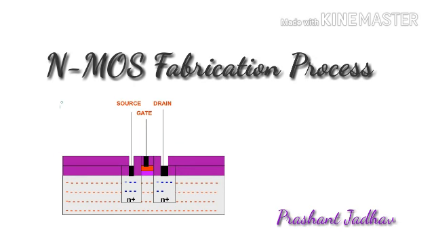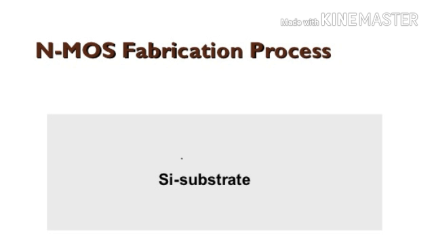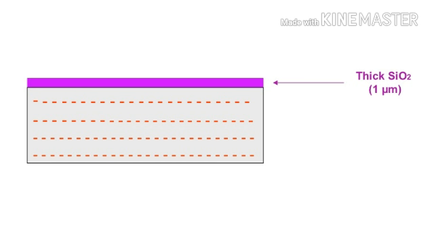Hi friends, today we will see the steps involved in the N-MOS fabrication process. The first step of the N-MOS fabrication process is taking an Si substrate. Second step, p-type impurities are lightly doped in the Si substrate. In the third step, SiO2 is deposited over the Si surface.